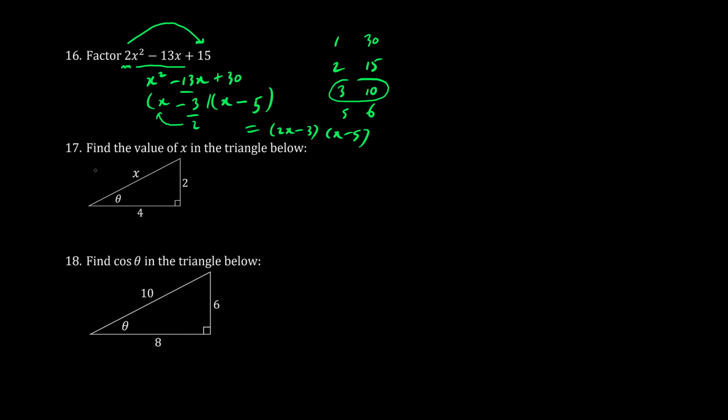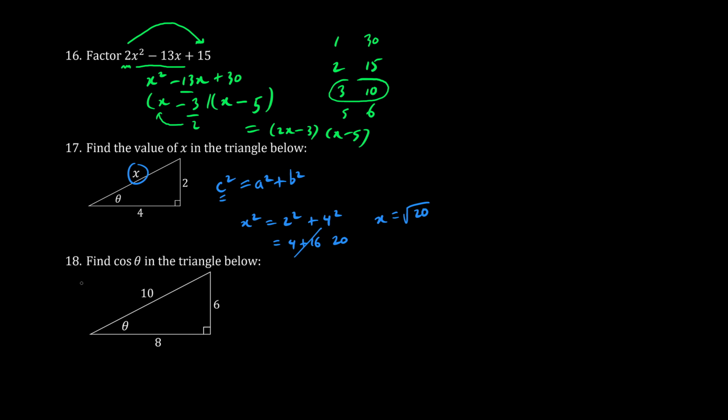Now let's try question 17. Find the value of x in the triangle below. We have a right triangle, so remember the Pythagorean theorem. c squared equals a squared plus b squared. Your c is the longest side, called the hypotenuse. So we have x squared equals 2 squared plus 4 squared, which is equal to 4 plus 16, which is 20. Taking the square root of both sides, we have x equals root 20.